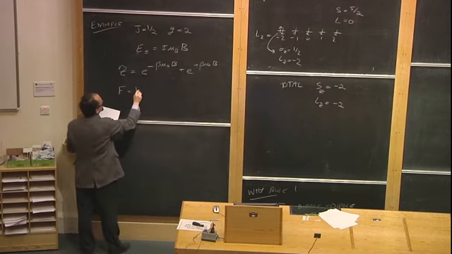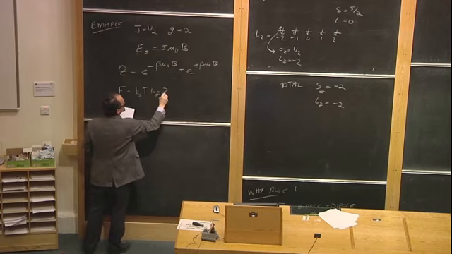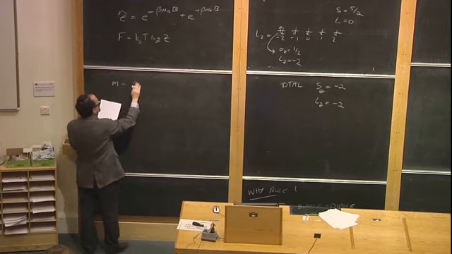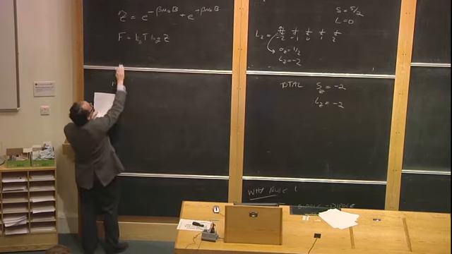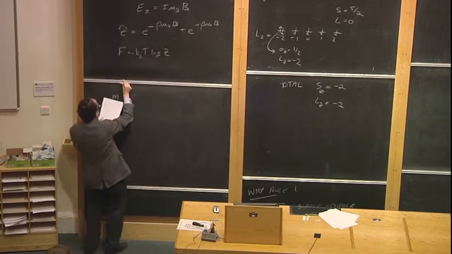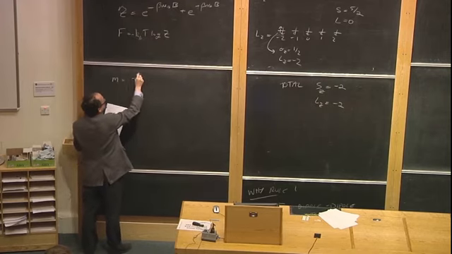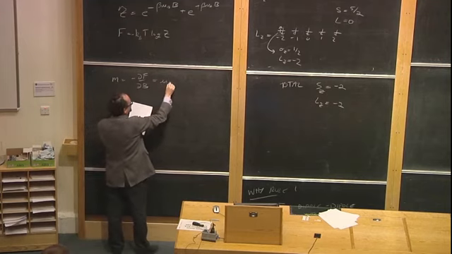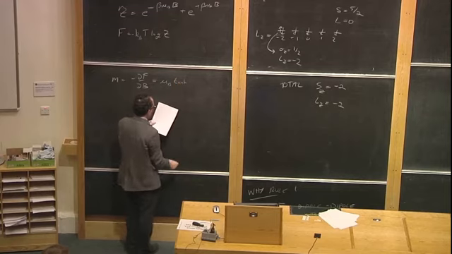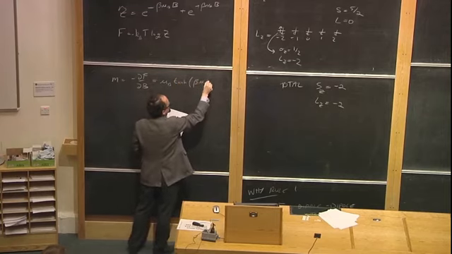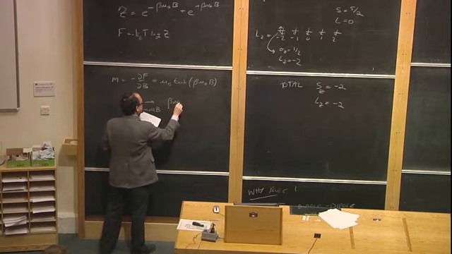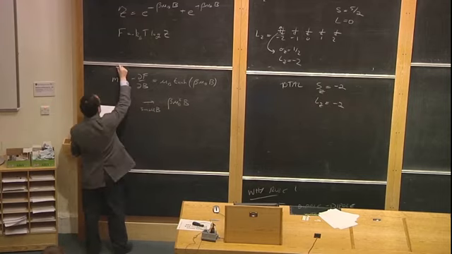We can write the free energy, which is minus k_B T log Z. Yeah, there's a minus sign missing here. We can then write the magnetic moment, minus dF/dB, which I believe you did last year, and if you didn't, you'll do it this year. It is mu_B tanh(beta mu_B B). For small B, this becomes just beta mu_B squared times the magnetic field.